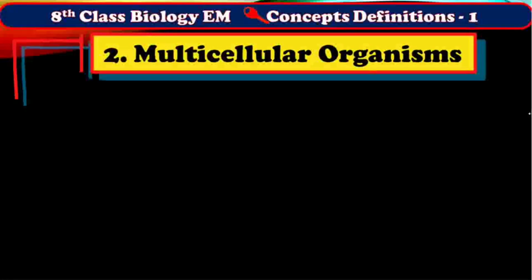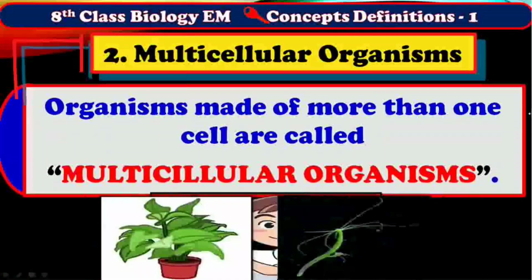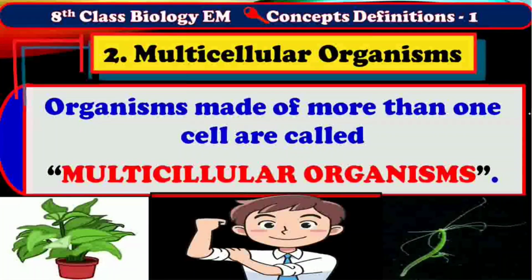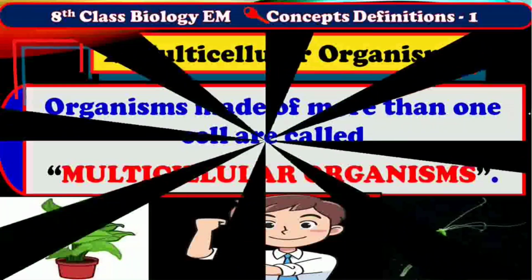Multicellular organisms. Organisms made of more than one cell are called multicellular organisms. Multi means many, cellular means cell. So, multicellular organisms means many cells containing organisms. All animals and plants, most of the algae and fungi are examples for multicellular organisms.